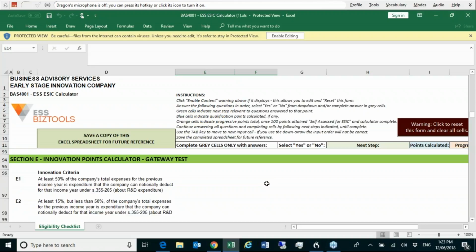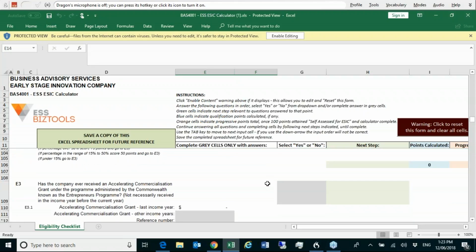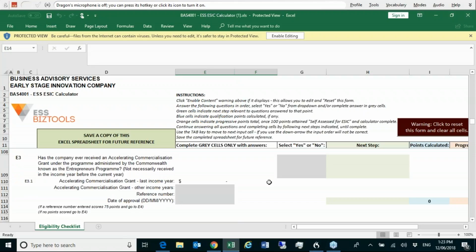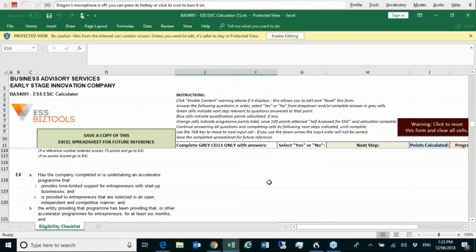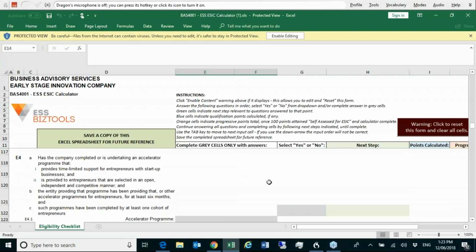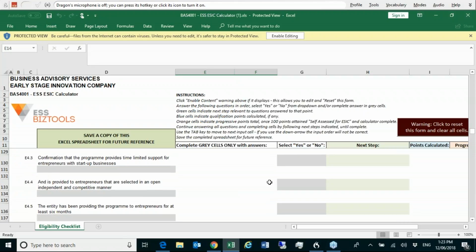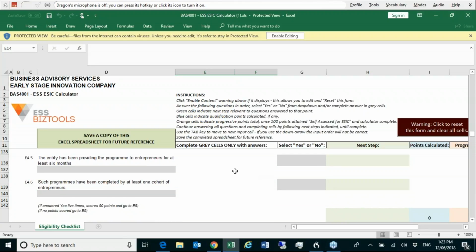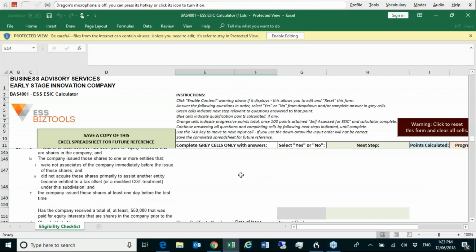And then we go into the gateway test and we look at the key questions, the research and development as a percentage of total expenses, whether they've ever participated in the Accelerating Commercialisation Grant, whether they've been in an accelerator program, and we've got to create a file on all this, or you have if you're working with your client.